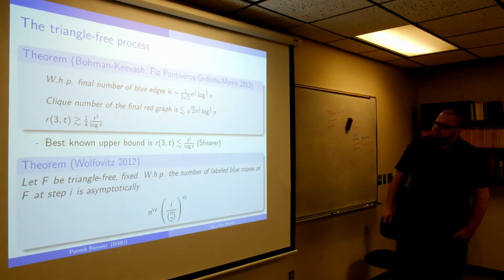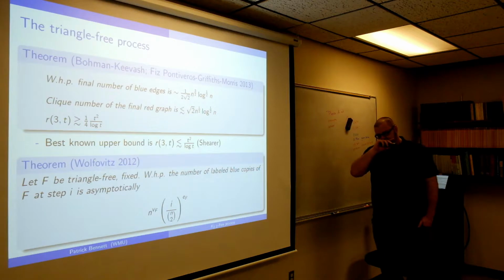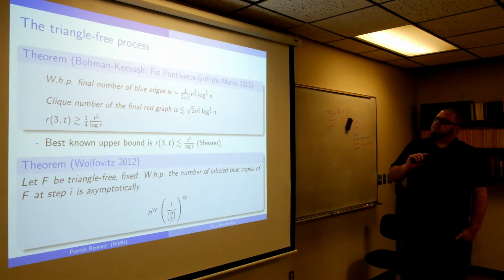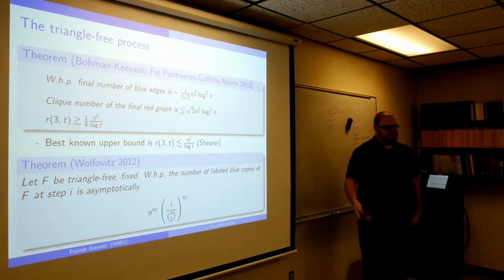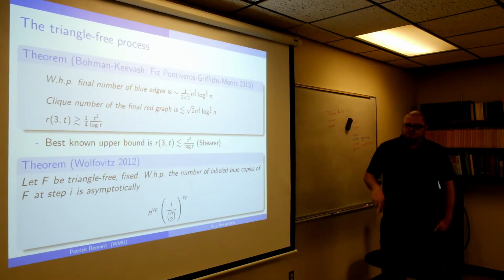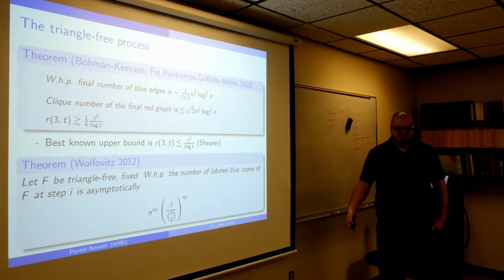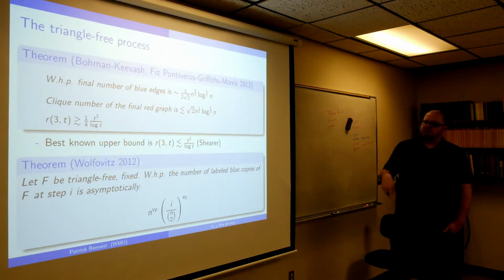Okay. So here's a theorem that Wolfovitz proved about the triangle-free process. Pick your favorite graph, F, and we want to count the number of blue copies of F that show up in the triangle-free process. Now, if your favorite graph happens to have a triangle in it, then there's not going to be any copies of F. However, if your graph does not have a triangle, then something interesting happens.